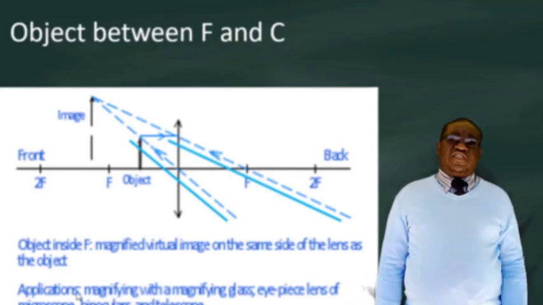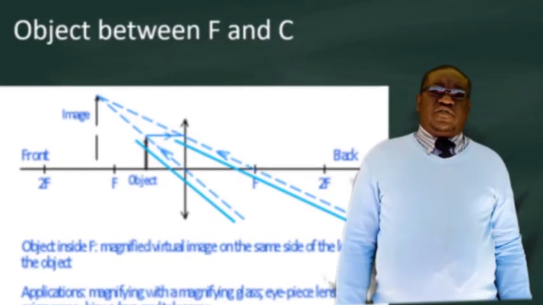Okay, so we've covered all the possible outcomes when the object is placed at various points on one side of the lens.